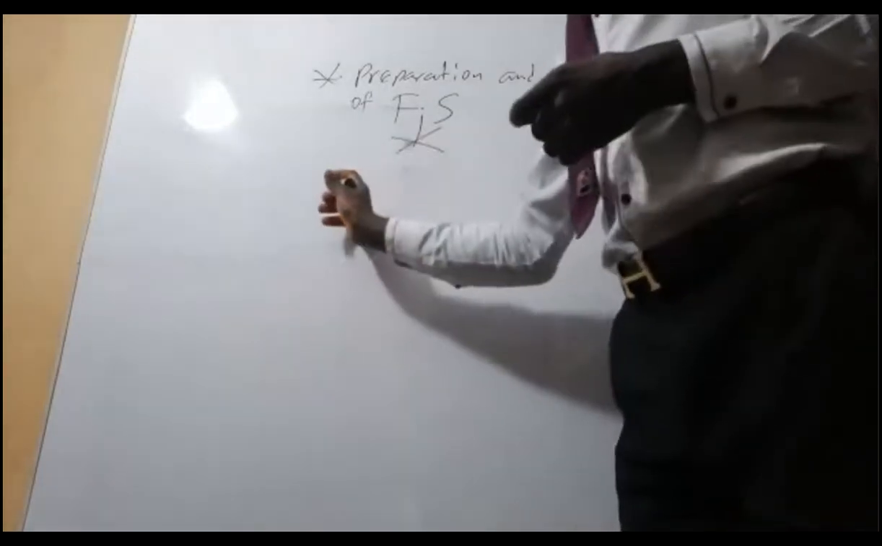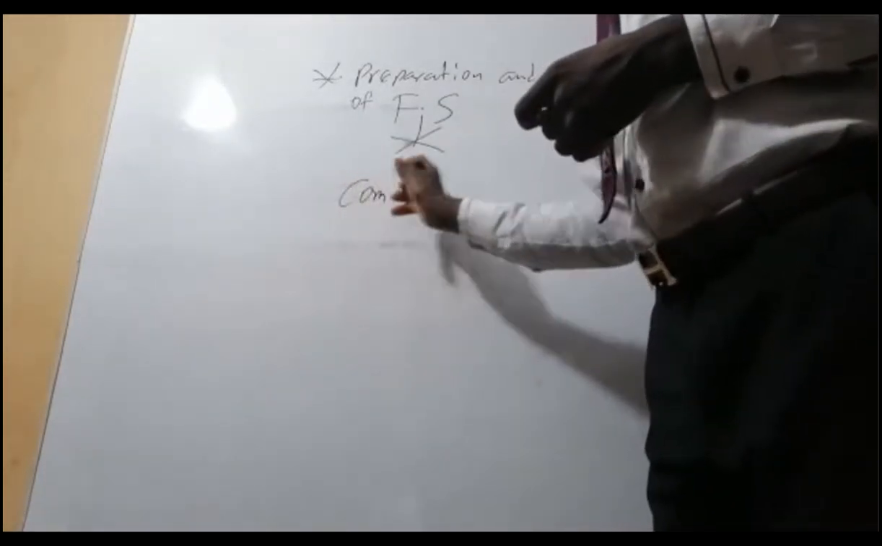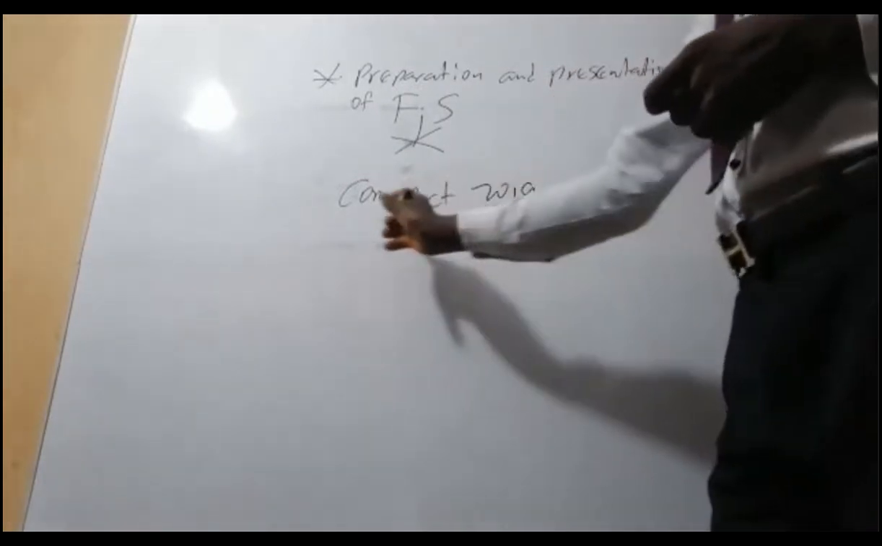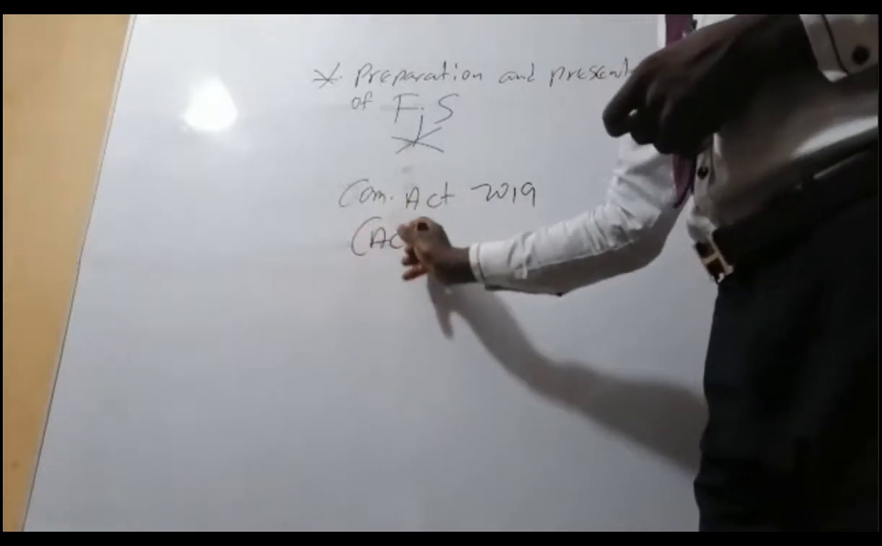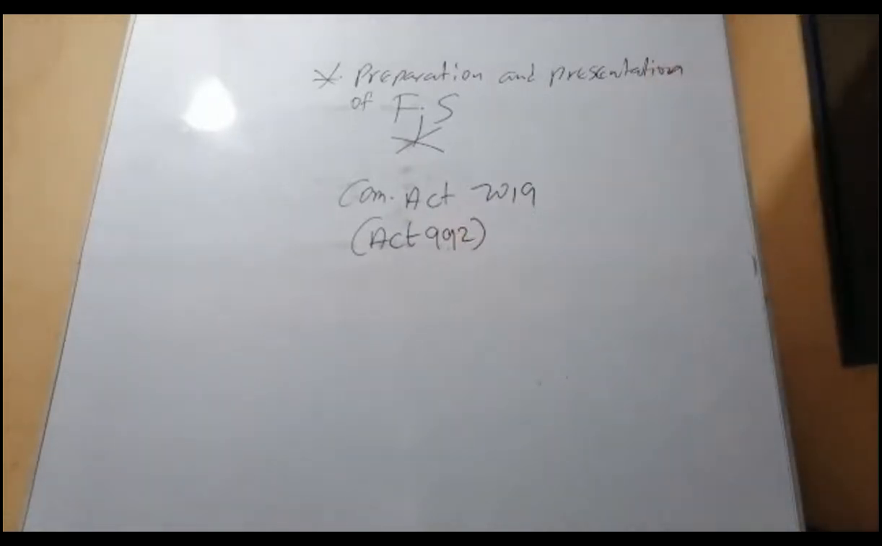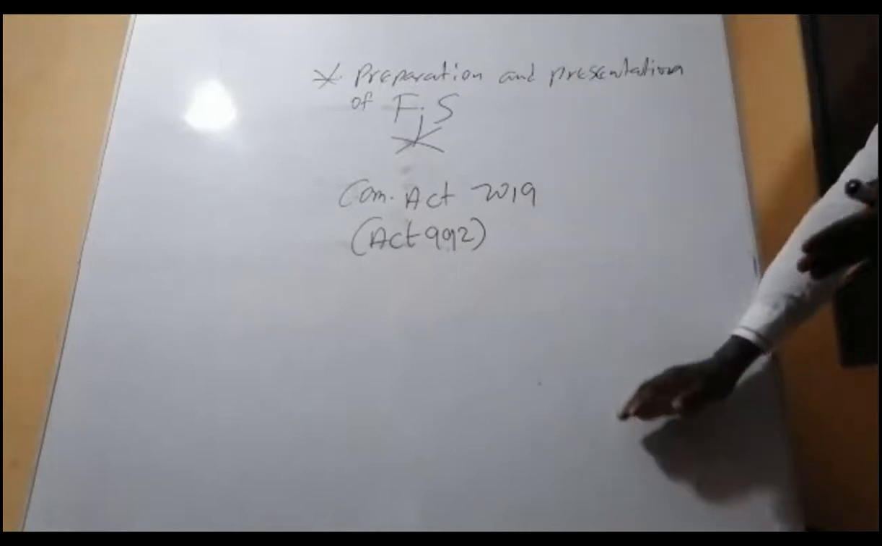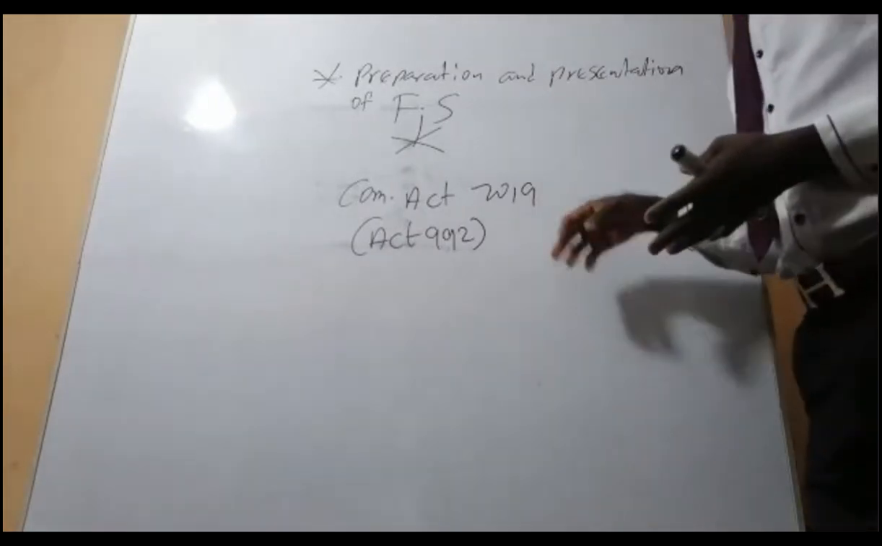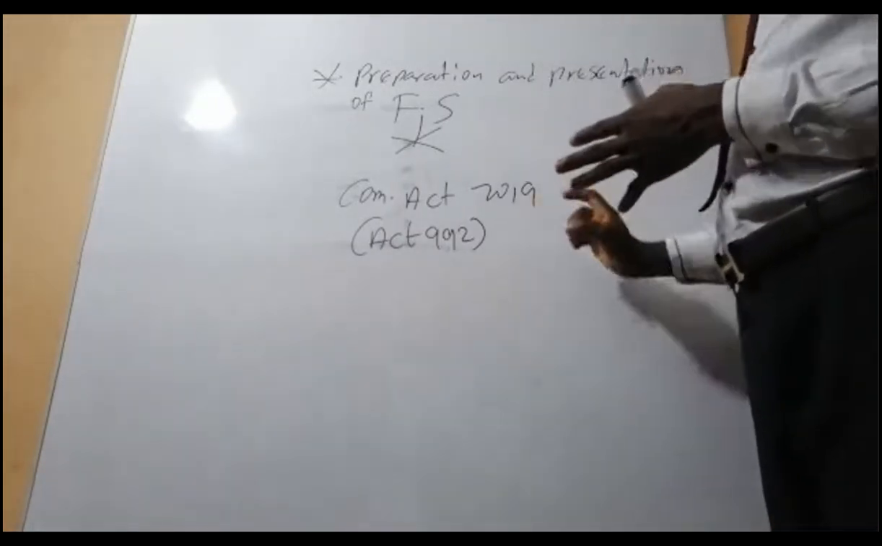So the company's code, so that's the Companies Act 2019, Act 992. It prescribes how the financial statements should be prepared. It mandates all companies to prepare financial statements. So that's the source of authority. So now your examiner will ask you, if the company's code breaks out the items, the sub items or the basic financial statement that should be in the set.